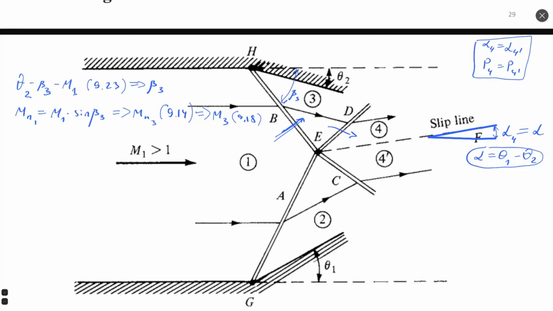So I have a Mach number in region 3, and by thermodynamic relation, I need to use a pressure ratio, pressure 3 by pressure 1. I will write it here because we need this equation: 1 plus 2 gamma divided by gamma plus 1, times Mn1, the Mn1 before the shock wave, squared minus 1. It's equation 916. From here, we will know pressure P3 with respect to P1.